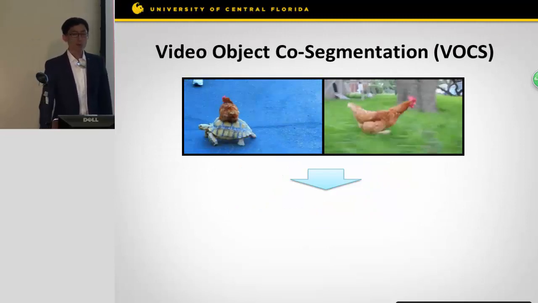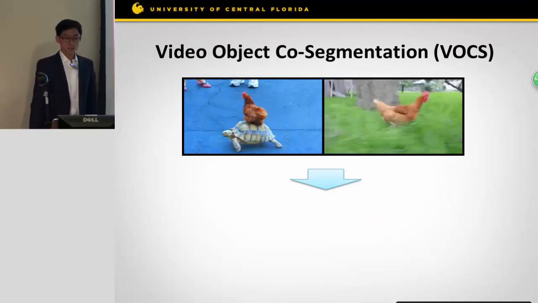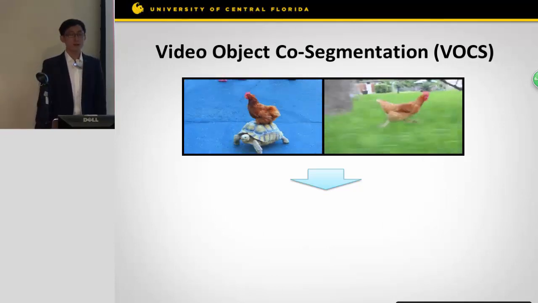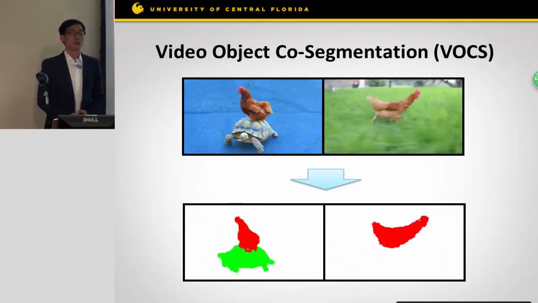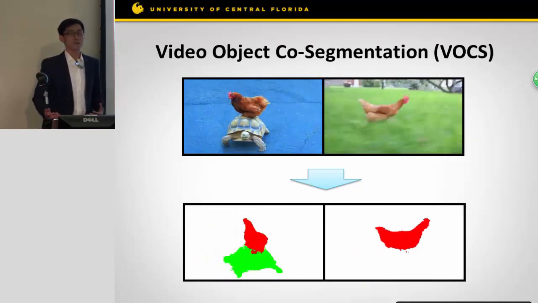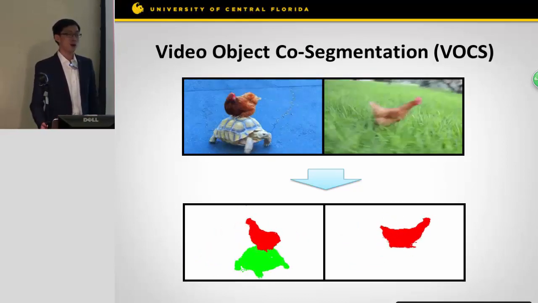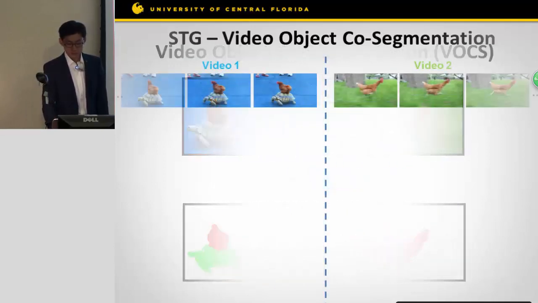The second problem, which can be solved by spatial-temporal graph, is the video object co-segmentation problem. In this problem, we have multiple videos as the input, and we want to segment all the objects from these videos simultaneously, and also we want to label the same object class with the same label in these videos.